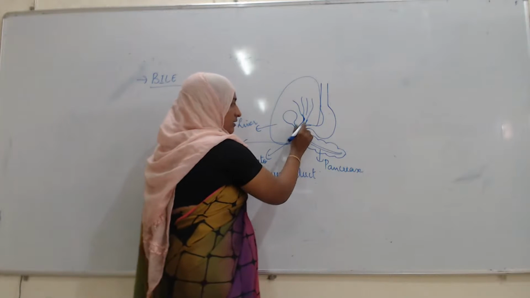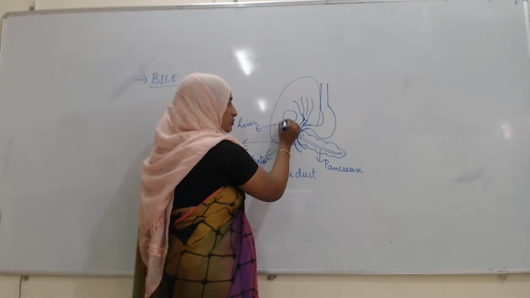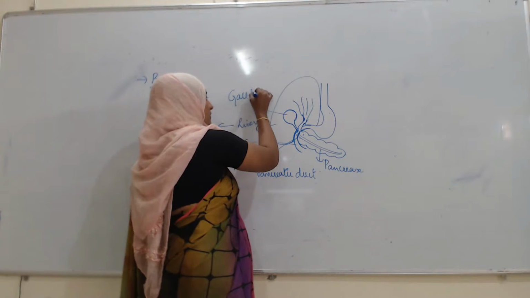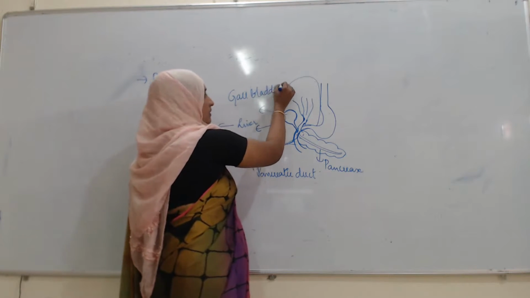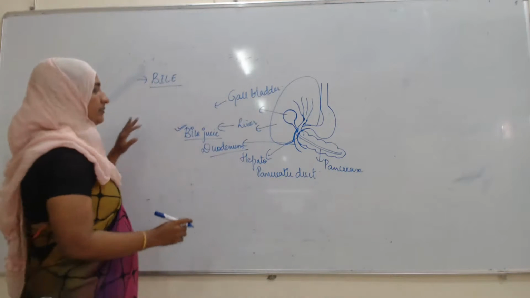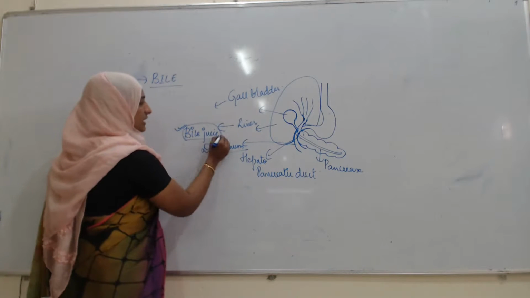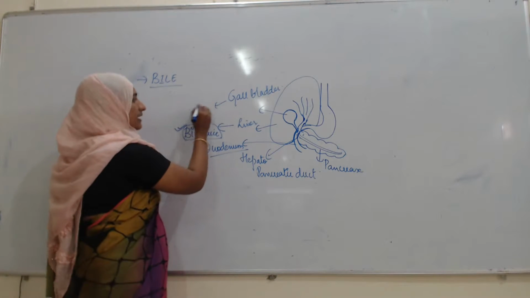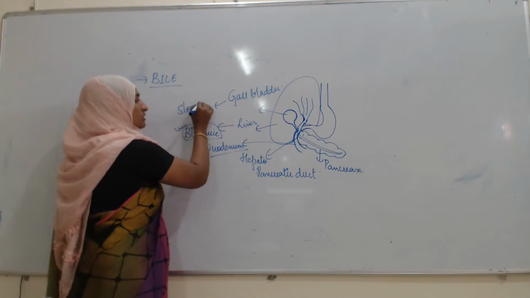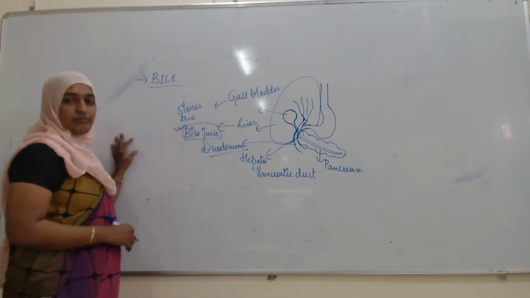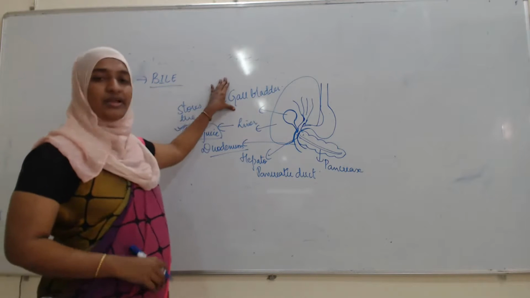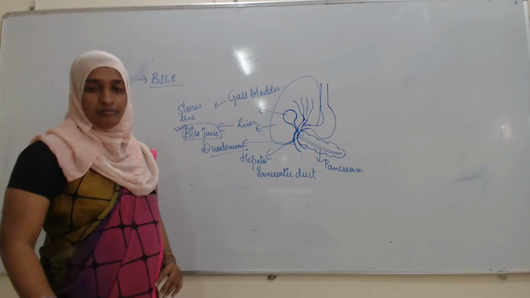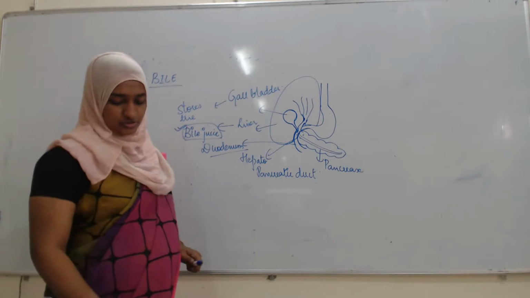And this small pouch-like structure is known as the gallbladder. So what is the role of the gallbladder? Whatever bile juice is secreted from the liver, whenever there is no need of the bile juice, at that time the gallbladder will store the bile juice. Okay, whenever it is required, the gallbladder will stimulate the ducts, that is the bile duct, to release the bile juice.